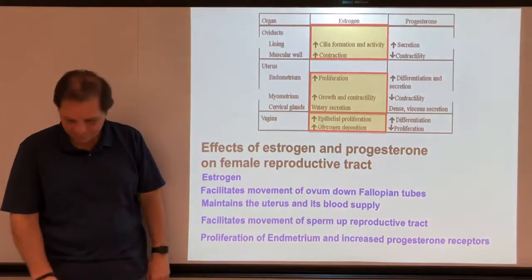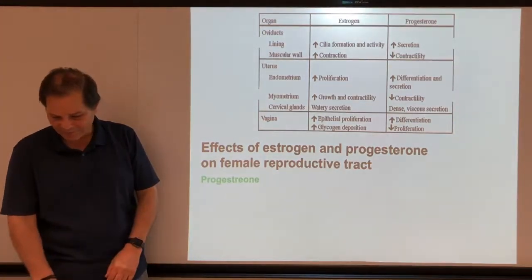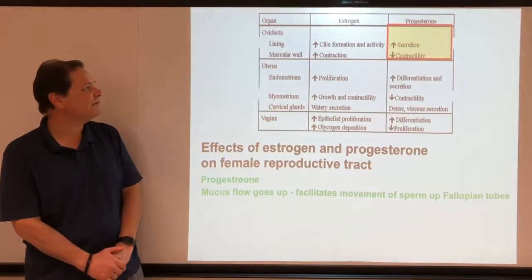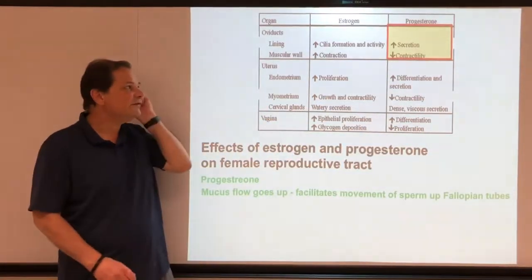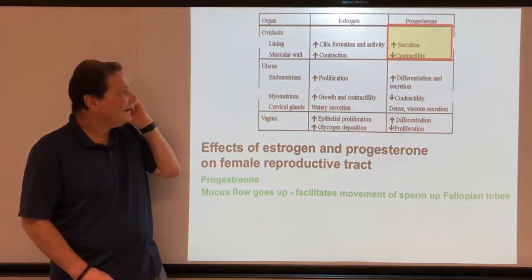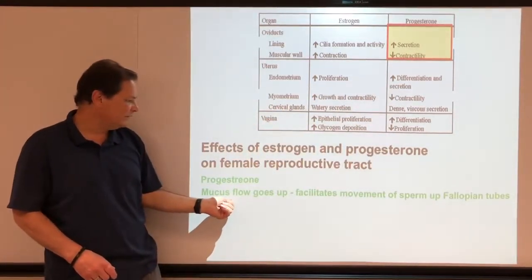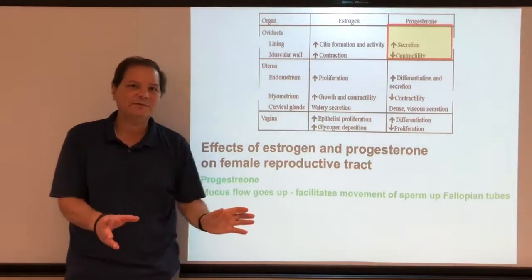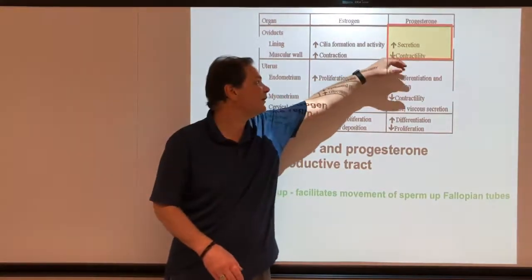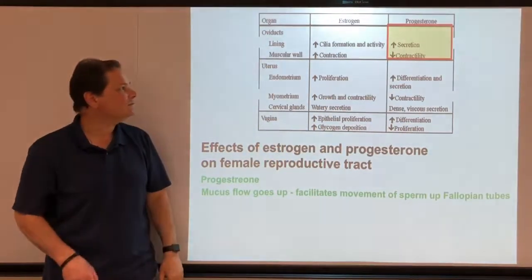Okay, as far as progesterone goes, some of these effects are the opposite of estrogen, in particular on contractility. So we're decreasing contractility and we're increasing secretion, and what that does is it generates more mucus. So the mucus actually flows up the fallopian tubes, and so this actually facilitates the transport of sperm up toward the ovum, which is coming down.